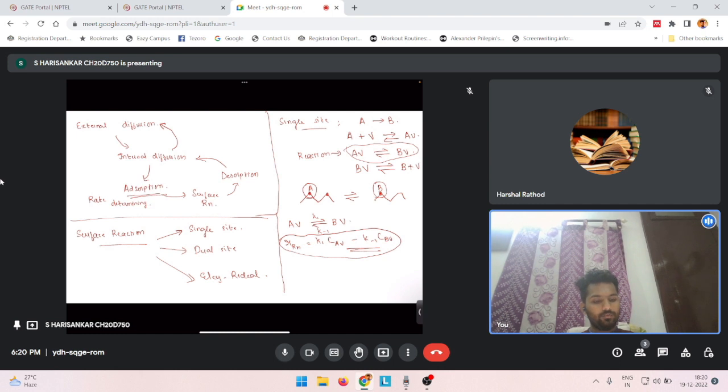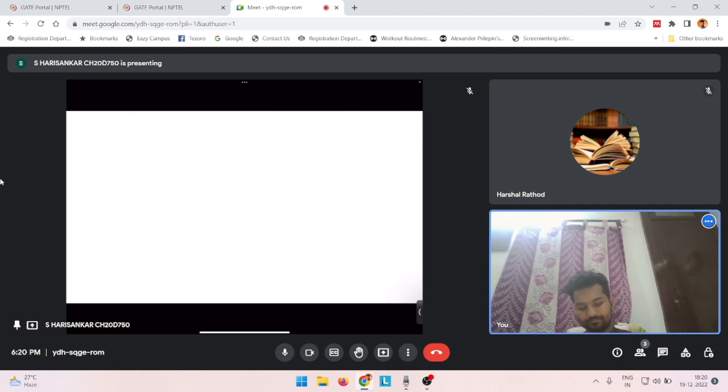Now, if we do the same for a dual site mechanism, let's take the example A plus B giving C plus D. Let's assume both A and B are getting adsorbed. I'm not going to write the adsorption steps; I'll just directly write the reaction step. A will get adsorbed to a vacant site to form AV, and B will also get adsorbed on a vacant site to form BV. And these will react in a reversible manner to give CV and DV.